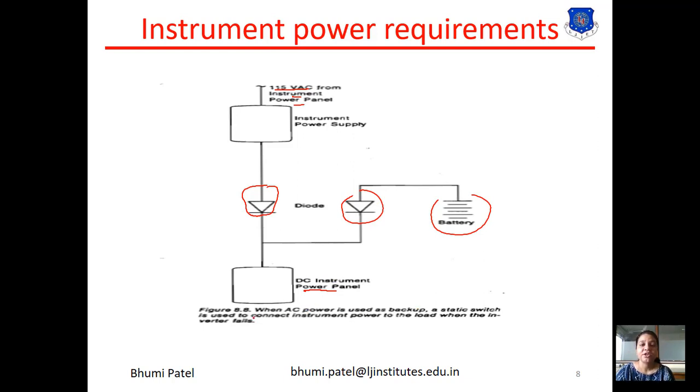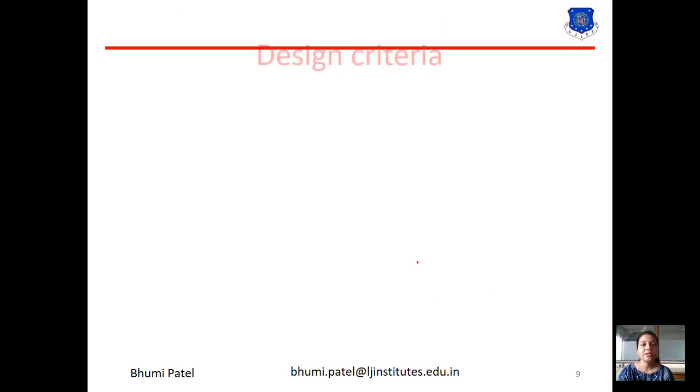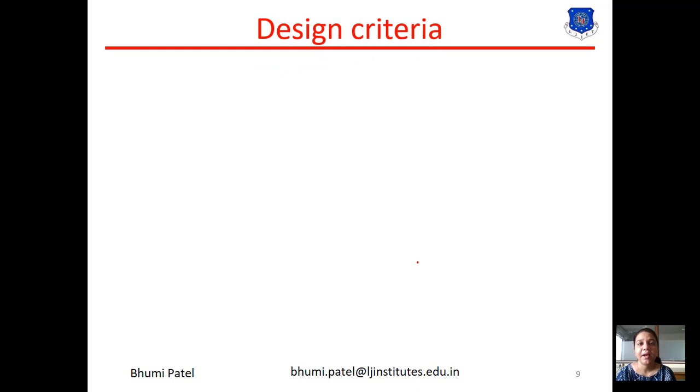a static switch is used to connect the instrument power to the load when the inverter fails. When the inverter is working properly, we do not use the static switch, but if there is some problem in the inverter, at that time we can use the static switch in the instrument power for the control panel operation. So this is some of the instrument power requirements.